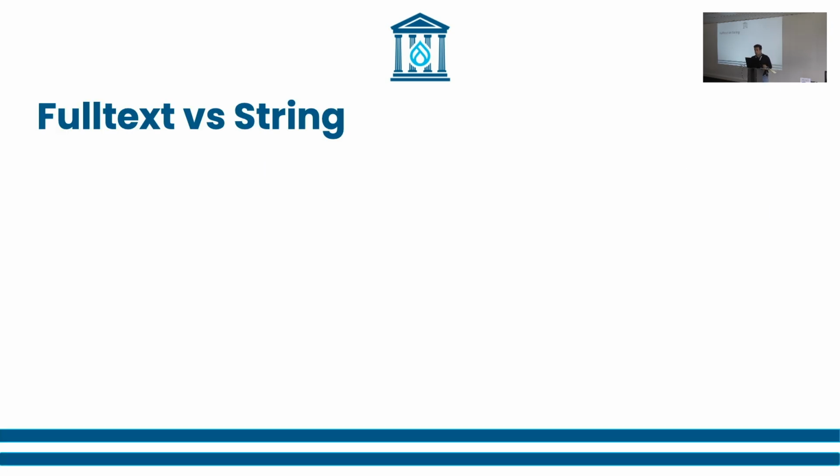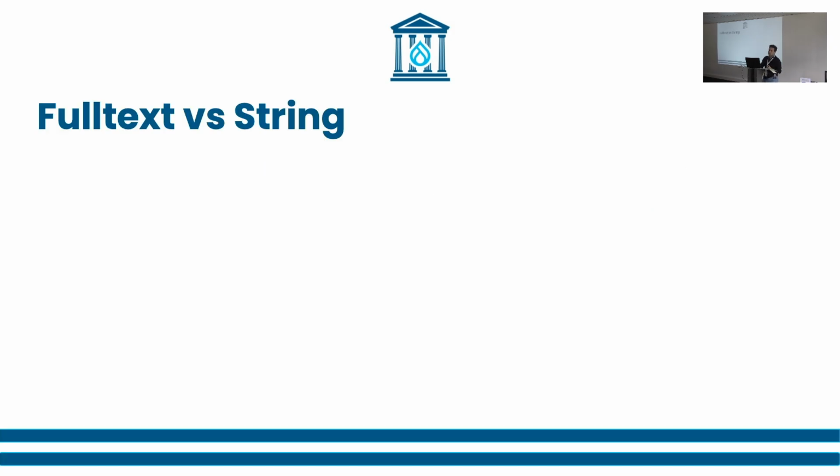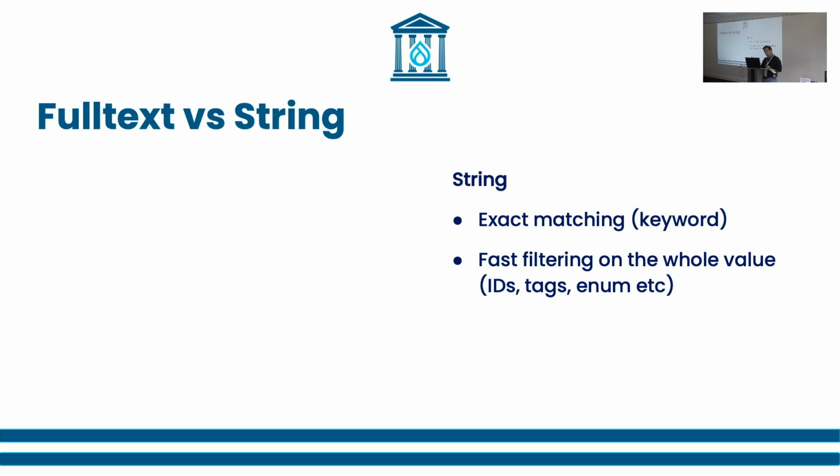Full text versus string. As I said here, we have two options in the type, either full text or string. But why do we choose full text in Elasticsearch? I will start with the string, it's easier to explain. With string is exact matching, so it's a keyword basically. So when we are talking about IDs or tags, enums, it's better to use the string type.